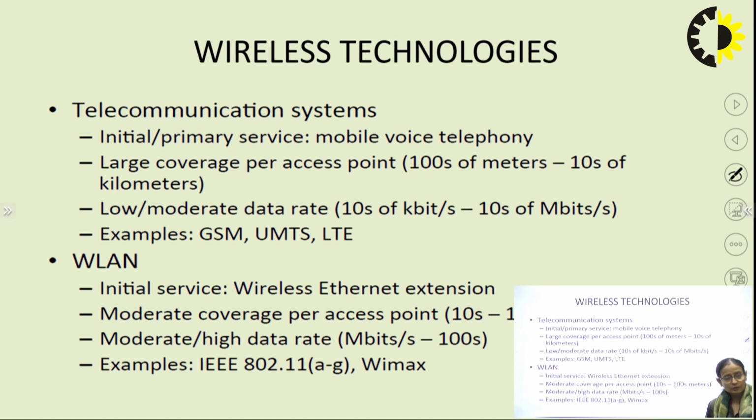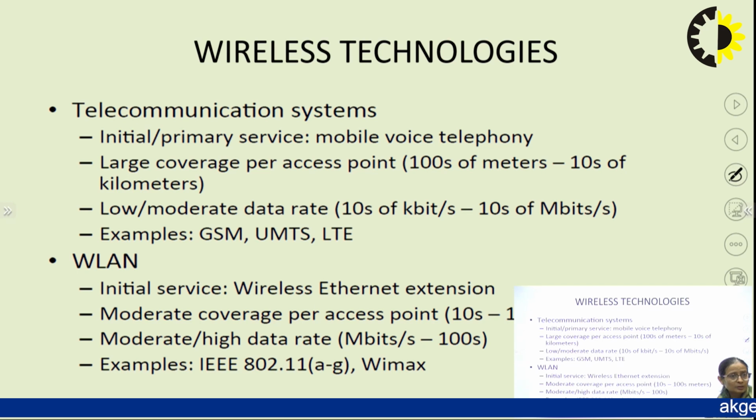Then from telecommunication systems we move to wireless LANs. The initial service is wireless Ethernet extension. Moderate coverage per access point is generally 10s to 100s of meters. Then we have a moderate or high data rate in this case. Examples are IEEE 802.11 or WiMAX.